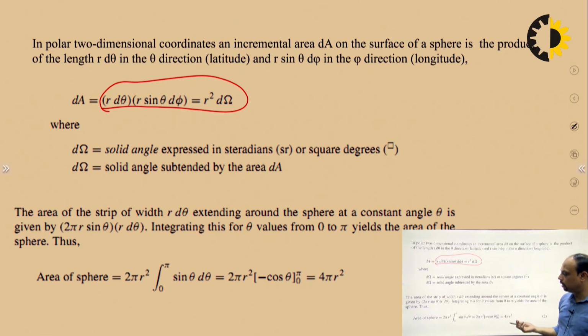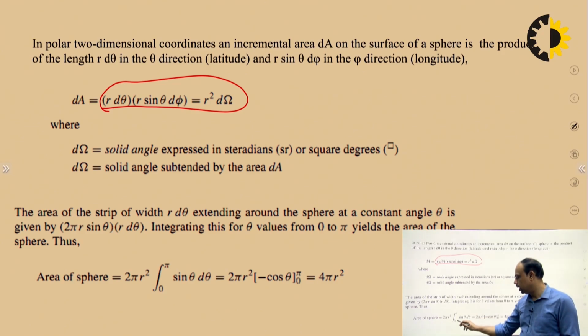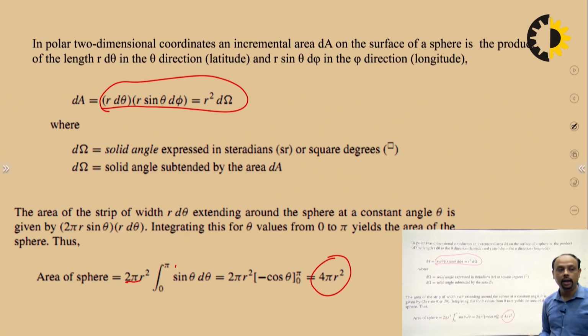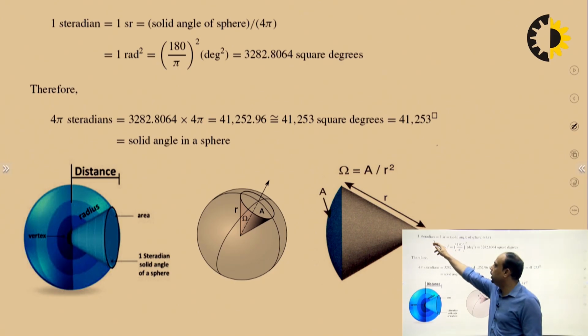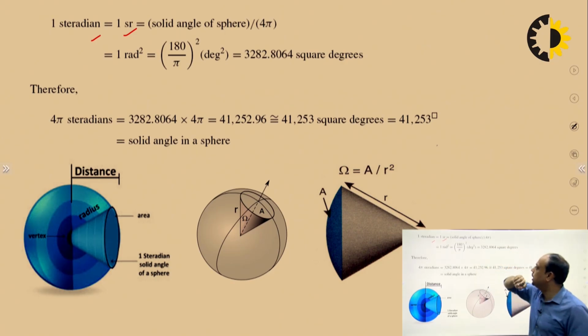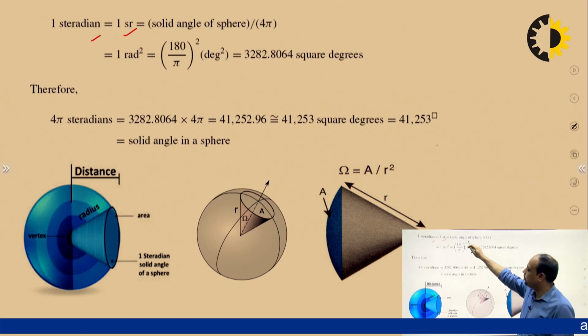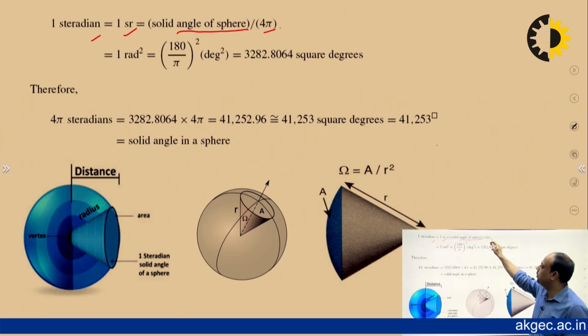So for a circular or spherical radiation pattern, this is equal to integrating phi from 0 to 2 pi and theta from 0 to pi. When we calculate this value, it becomes 4 pi r square, which is nothing but the surface area of the sphere itself. It is also measured in square degrees. Then 1 steradian, that is 1 sr, is represented by the solid angle of the sphere divided by 4 pi.